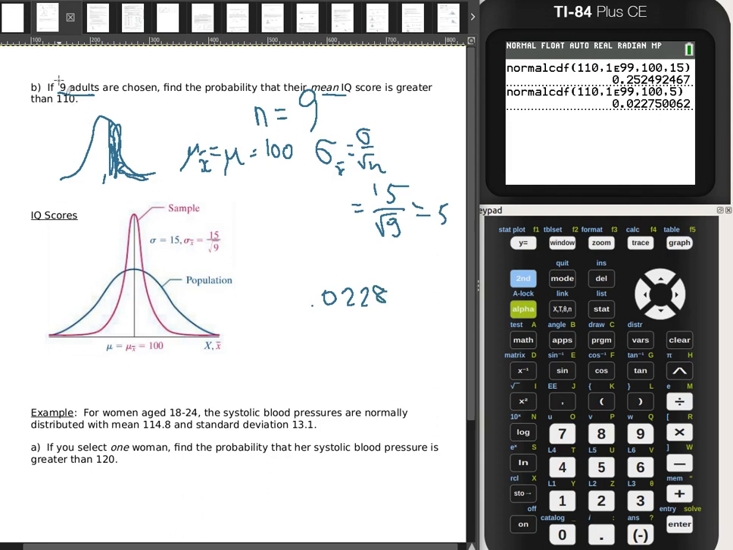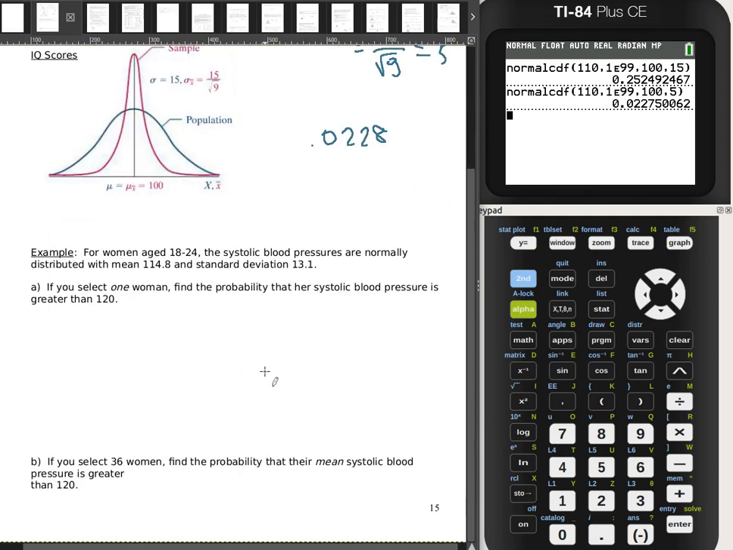So if you take a sample now of 9 adults and you find the mean, it's even a lot less likely that the mean will be 110 than it is just for an individual person, which makes sense because you will get people with lower IQs that will lower the average and so forth. Now, we're going on to some more examples.